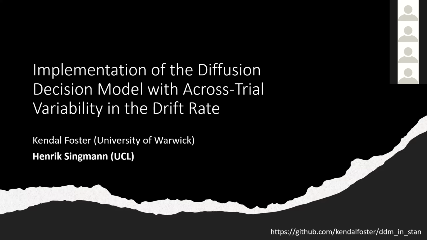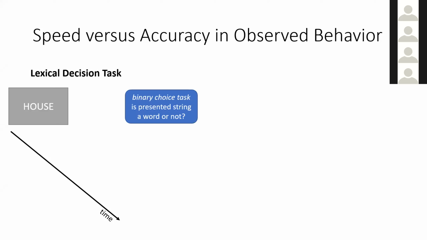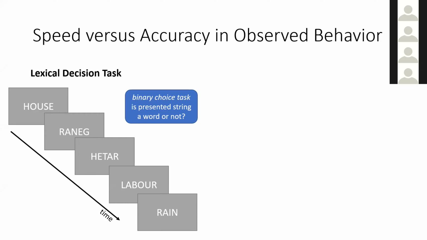I want to start with an introduction and a motivating example. Imagine you do a simple lexical decision experiment. Participants see letter strings, and their task is to decide, in a binary choice, whether it is a word or not a word. Here, house, they would say it is a word, or it could be some non-words and so forth. The outcome in such an experiment is usually multivariate. You have two different responses, namely the participants' choice and the response time.